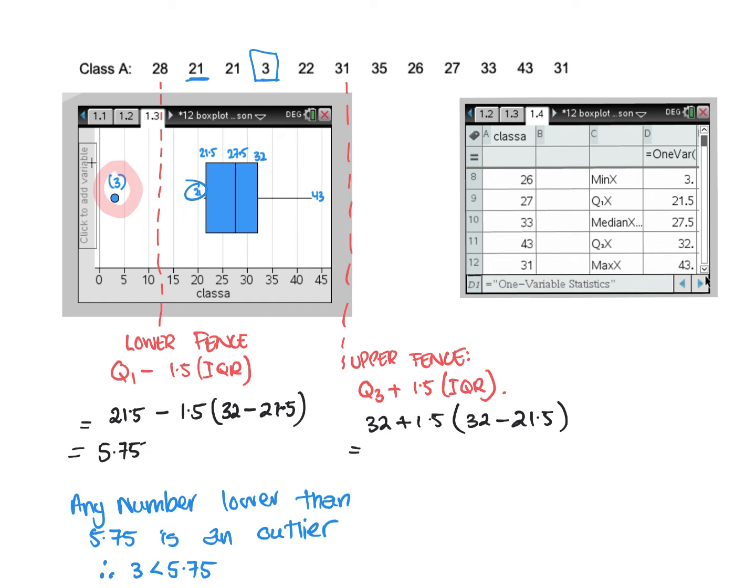So if we do that, just remember it's plus, not minus now, so 32 plus, and I get 47.75. So there's no number bigger than 47, and that's why the 43 is the last one, and that's why the whisker goes up to 43.